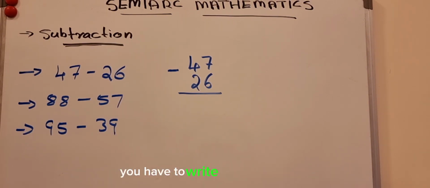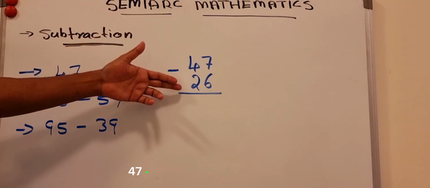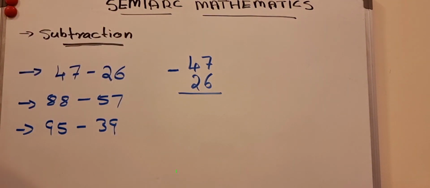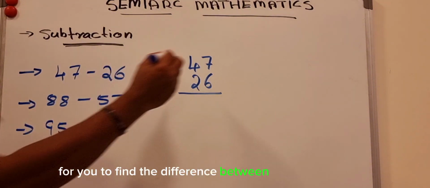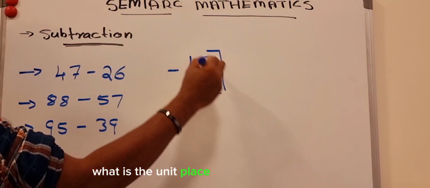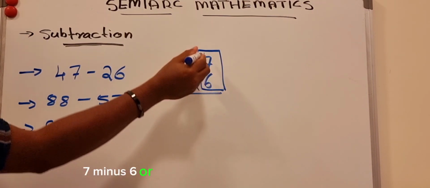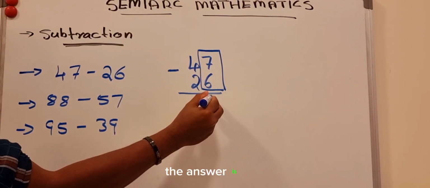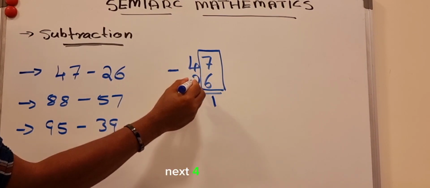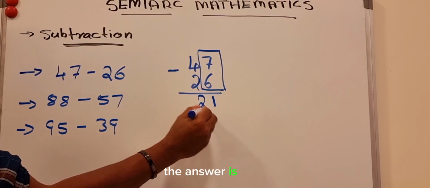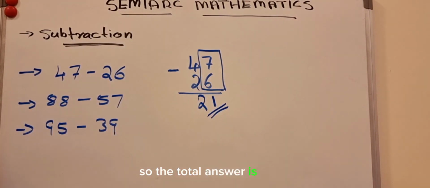You have to write the two numbers, 47 minus 26. You have to find the difference between the unit places. What is the unit place here? One is 7, another is 6. 7 minus 6, the answer is 1. Next, 4 minus 2, the answer is 2. So the total answer is 21.